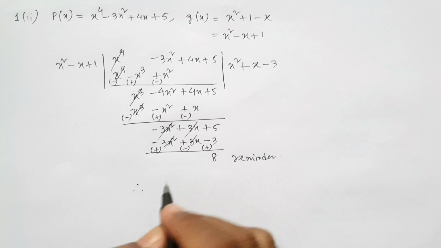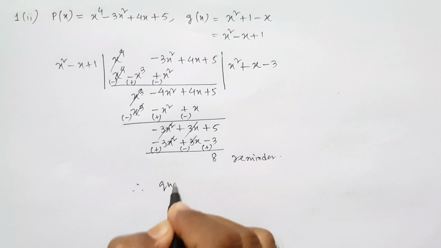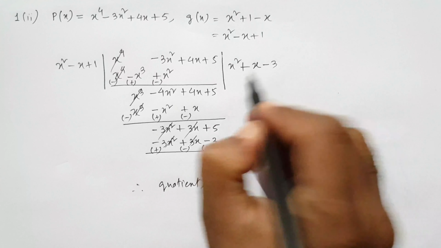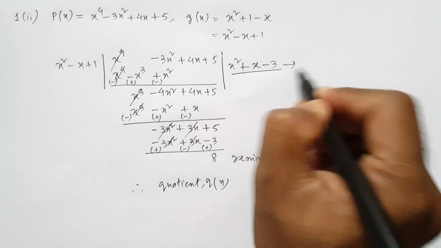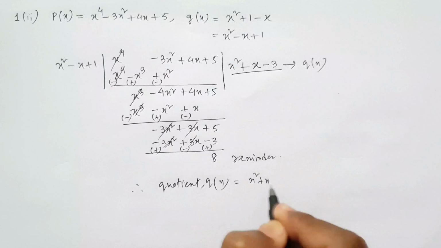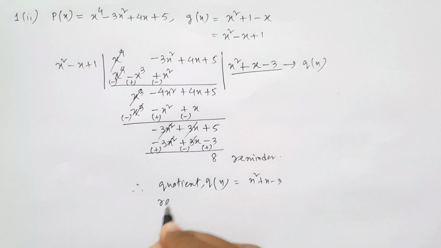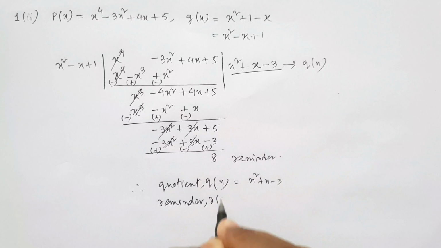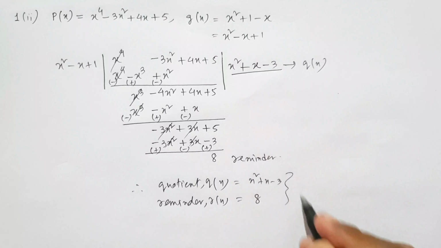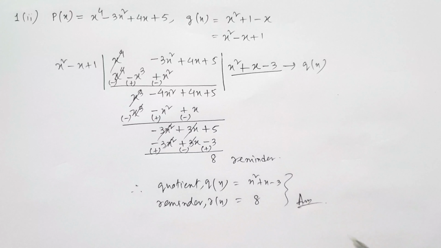Therefore, the quotient, that is qx, we get as x square plus x minus 3, and the remainder rx we get as 8. So this is our answer.